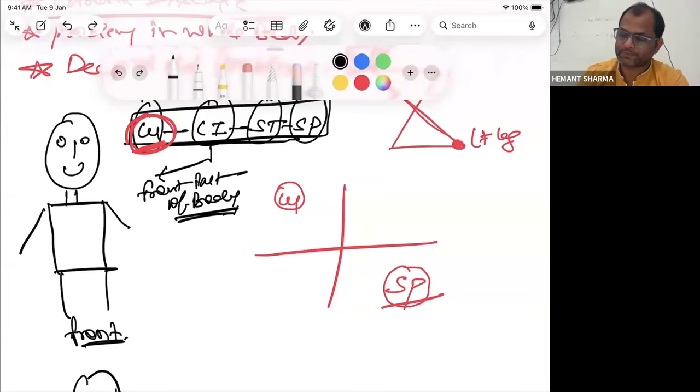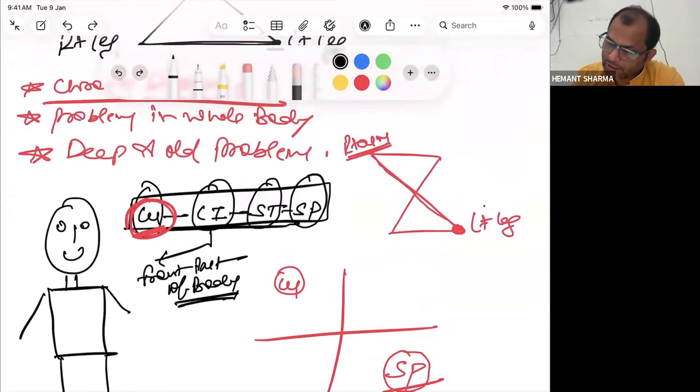But now from the left leg, where can we go? We can go only in this direction.